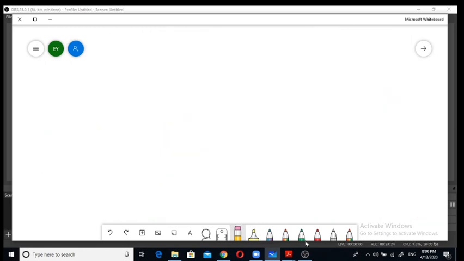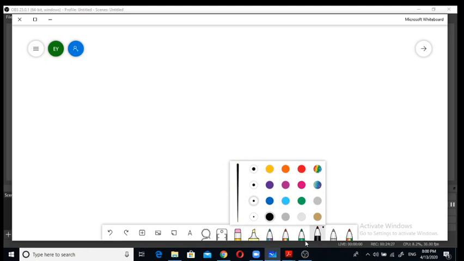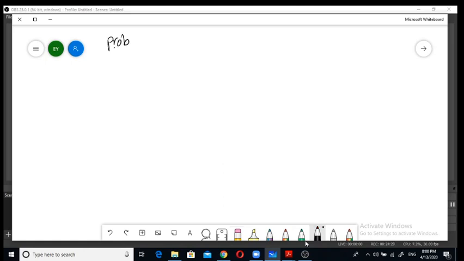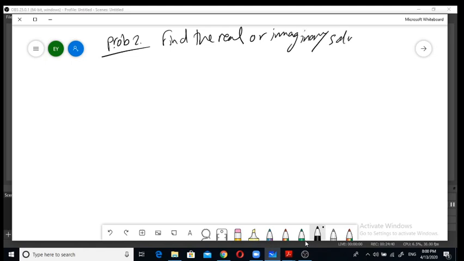Let's see problem 2. Find the real or imaginary solutions of each polynomial equation.